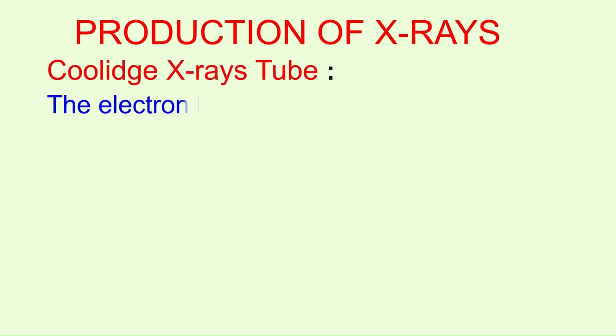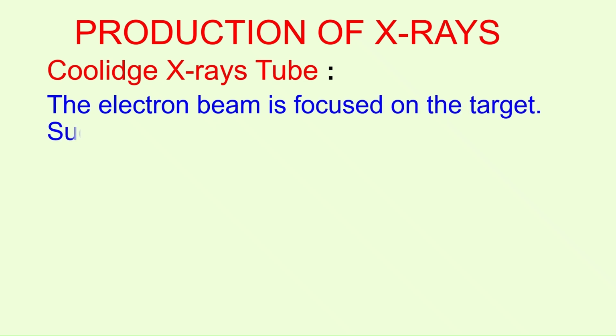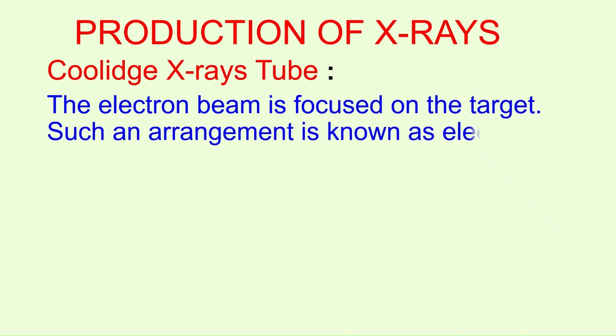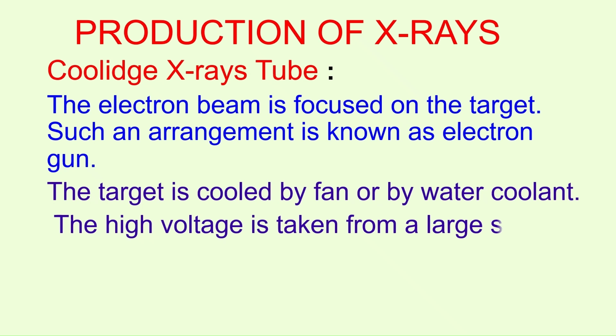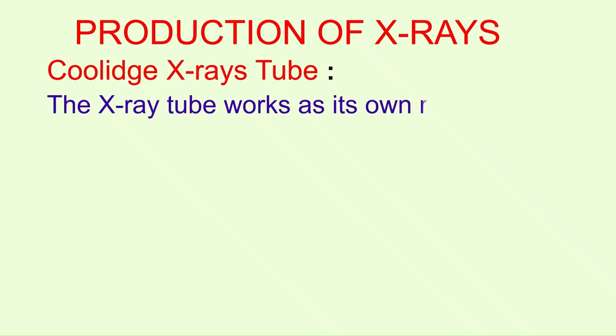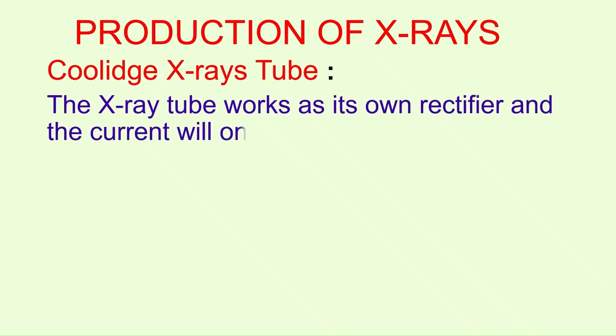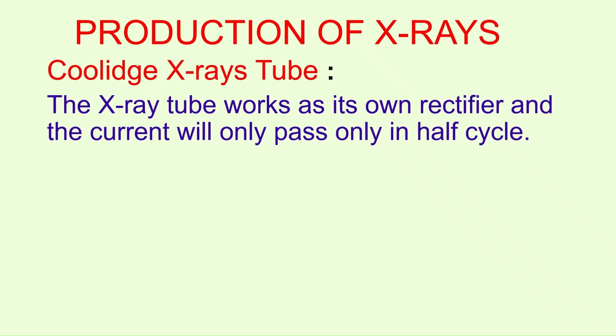Note: the electron beam is focused on the target. Such an arrangement is known as an electron gun. The target is cooled by fan or by water coolant. The high voltage is taken from a large step-up transformer of AC supply. The X-ray tube works as its own rectifier, and the current will pass only in half cycle.